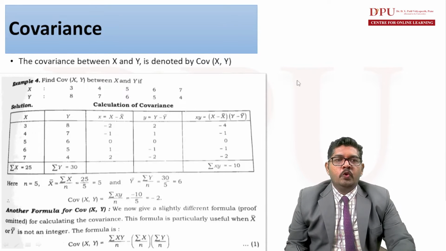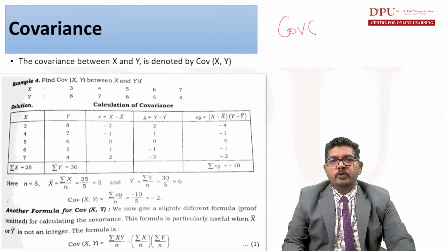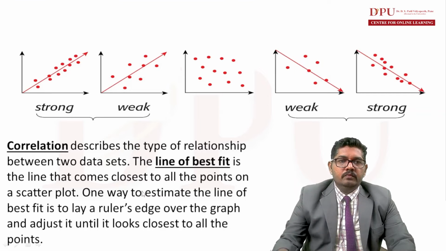Covariance. The covariance between x and y is denoted by covariance of x and y. So how is it calculated? Let me tell you. Covariance of x and y tells how the two variables are moving together. This is calculated by using sigma of x minus x bar multiplied by y minus y bar, divided by n. N is the number of observations. In case of population, we use n, and in case of sample data, we use n minus 1 degrees of freedom. So yes, scatter diagram.